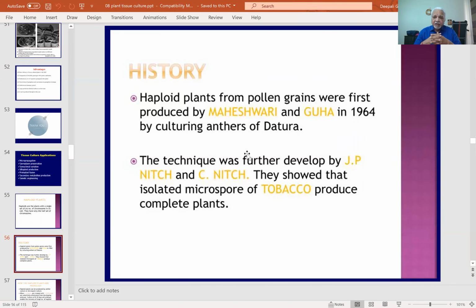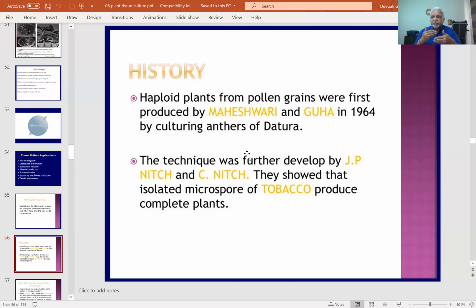And as I mentioned, this discovery took place in the 60s of last century, and the lab doing it was from India, Guha and Maheshwari. These are the people who first demonstrated that it is possible to culture anthers and raise haploid plants in Datura species. The experiments were done with Datura species, and they could recover plants which had half the set of chromosomes, or n number of chromosomes, as compared to 2n.